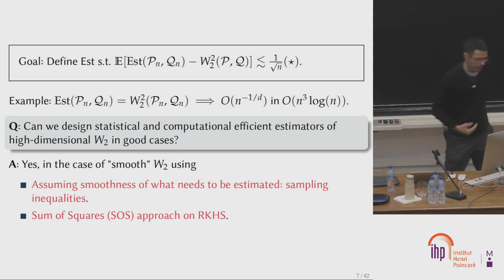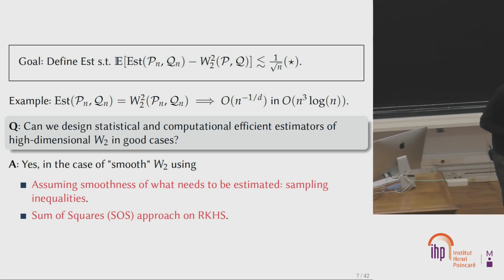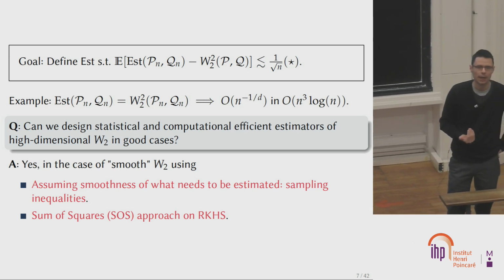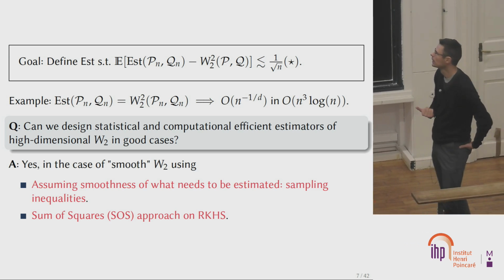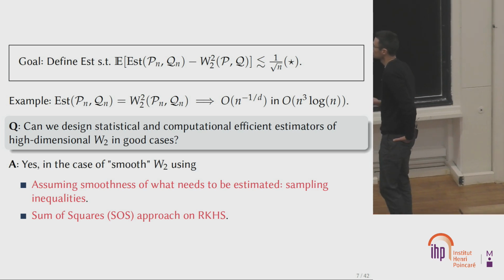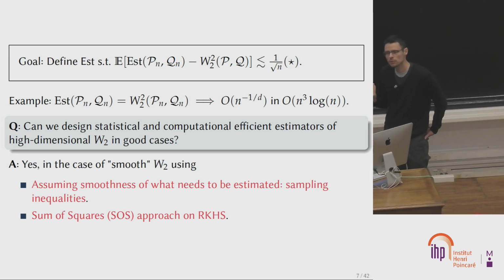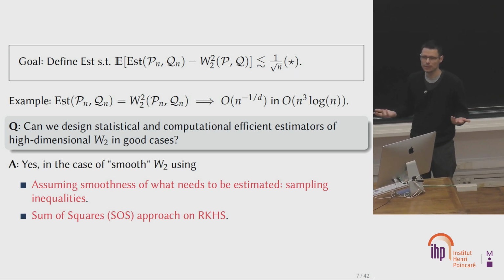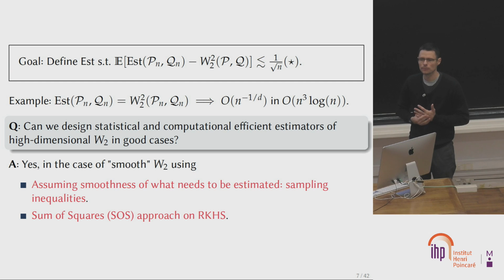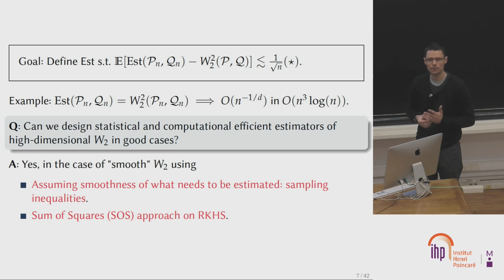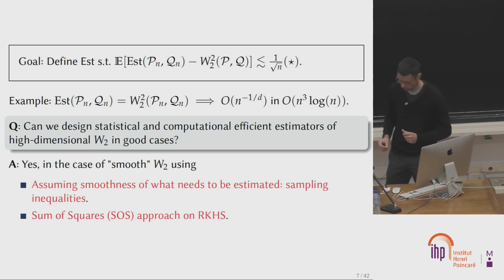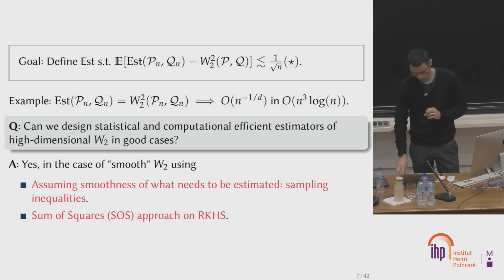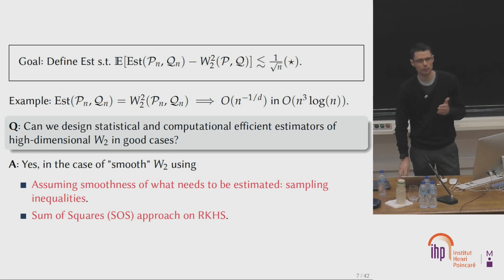Okay? And of course, we need assumptions in order to propose an estimator which is nice. The assumption that we are going to make is that, most of the time, smoothness enables you to get rid of the curse of dimension. So here we are going to assume that what we want to estimate are smooth functions, namely the optimal potentials are smooth functions. And we are going to use a sum of squares approach on reproducing kernel Hilbert spaces in order to define the estimator.